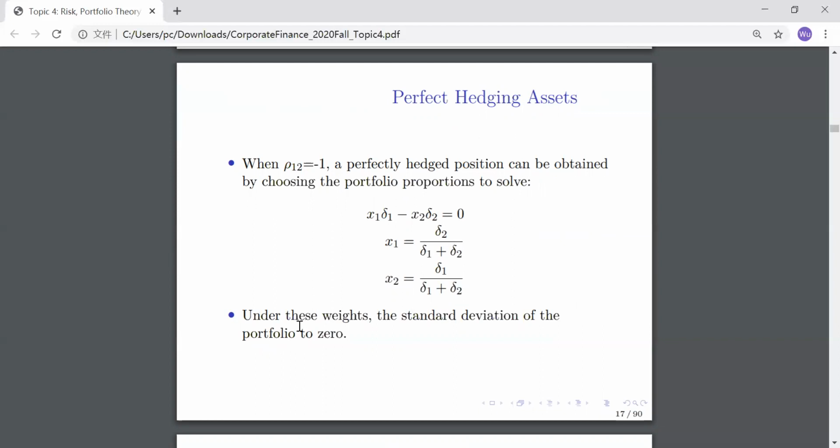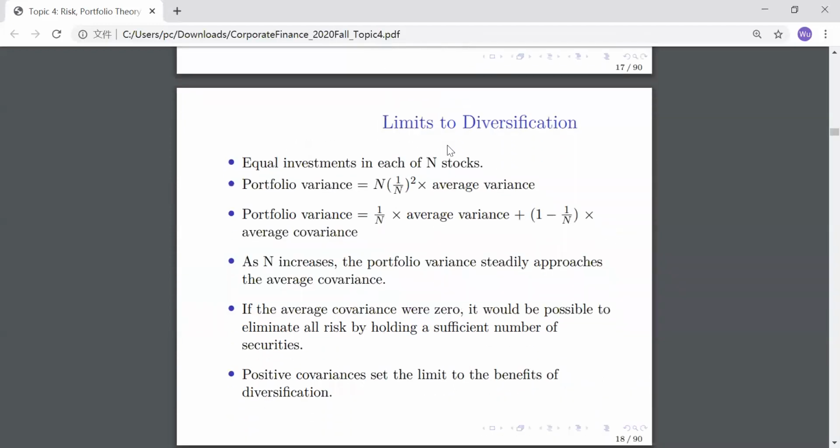So in this way, the standard deviation of the portfolio actually goes to 0. That's why it's a perfect hedging asset. The risk of one stock is perfectly eliminated by another stock. Now, theoretically, like we just showed, diversification seems very powerful. It seems that it can even reduce the risk to 0, which is really powerful.